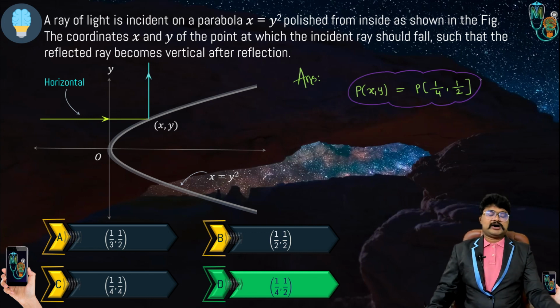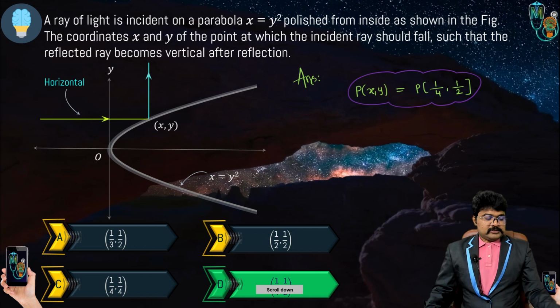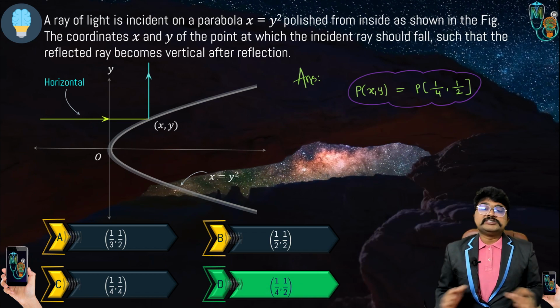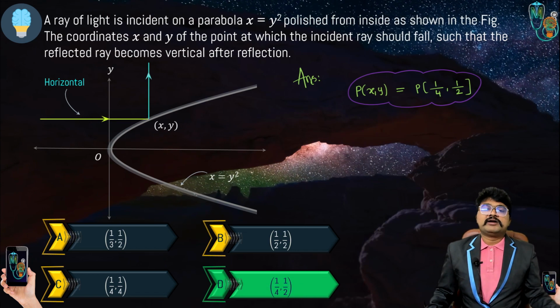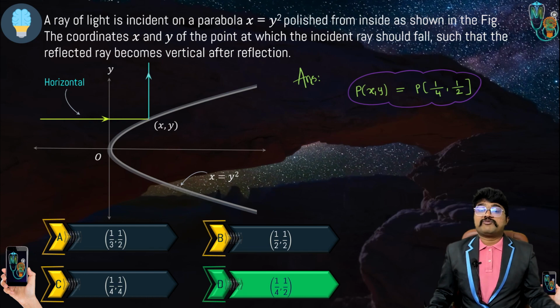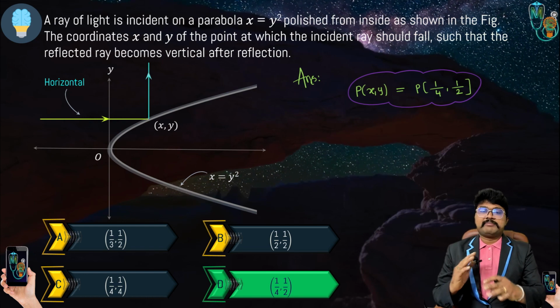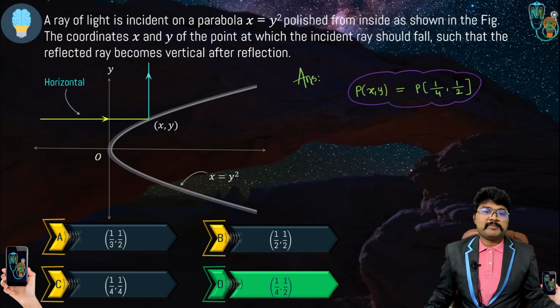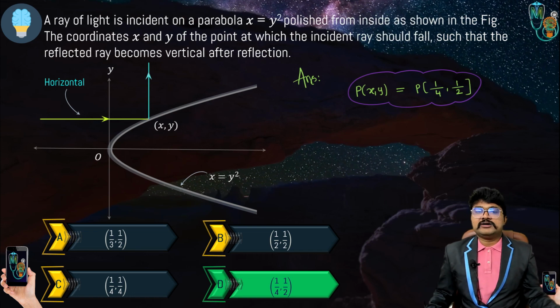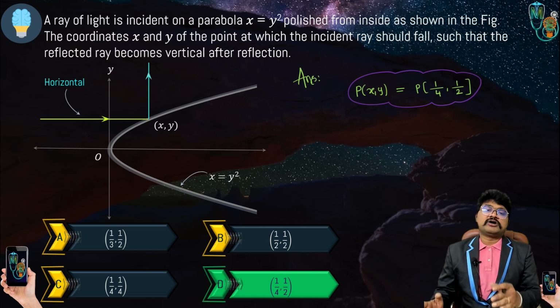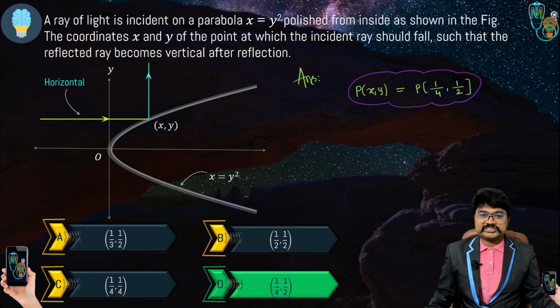Okay, this is the answer to this question. Understood? This is all about some fundamentals related to reflection. In this session, we discussed some fundamental definitions of geometrical optics, applied laws of reflection, and solved some problems related to laws of reflection.